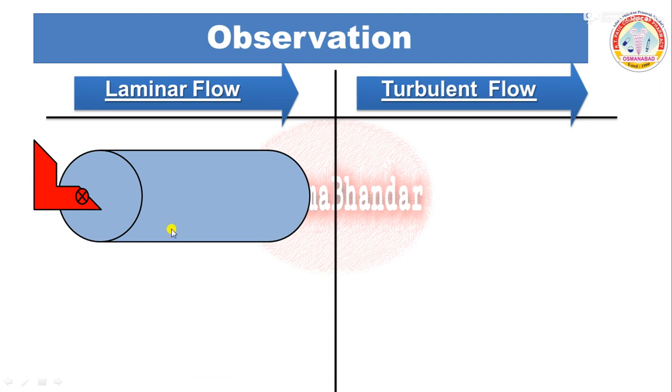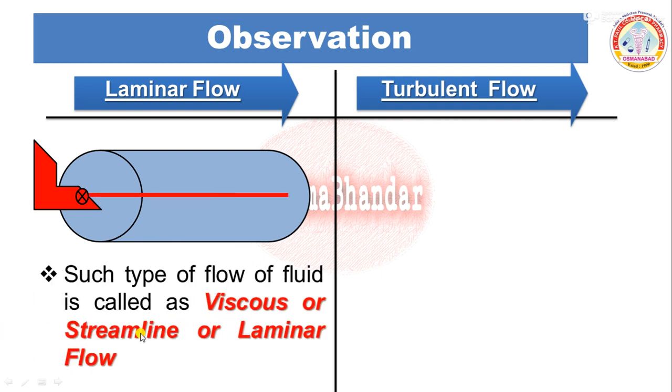Laminar flow is a type of flow in which all the streams or the layers move in a well defined path or move parallel to each other without crossing with other layers. Such a type of flow is called viscous or streamline or laminar flow, as all the layers of the streams move in a straight line. That's why it is also called streamline flow.